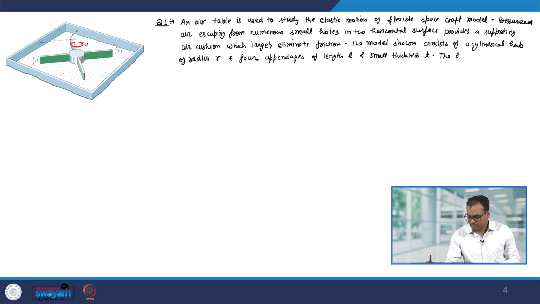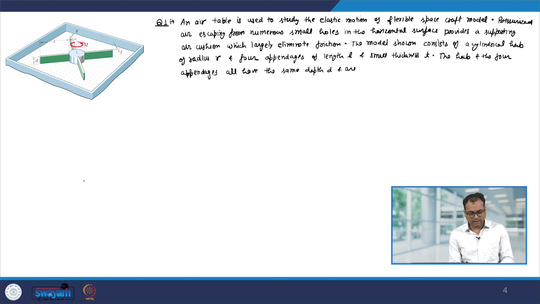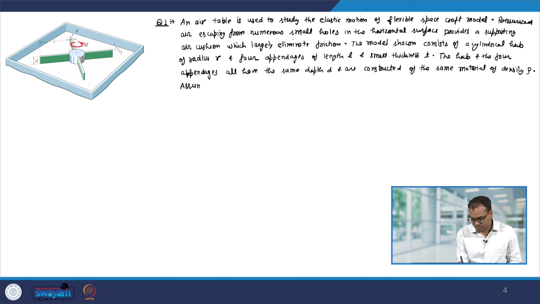The hub and the 4 appendages all have the same depth d and are constructed of the same material of density rho. Assume that the spacecraft is rigid.